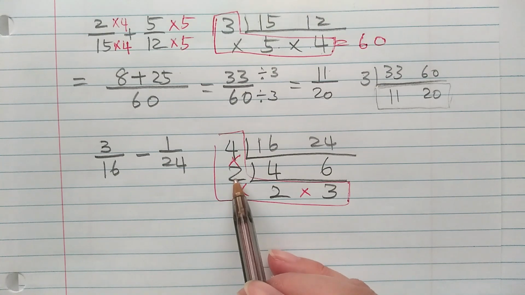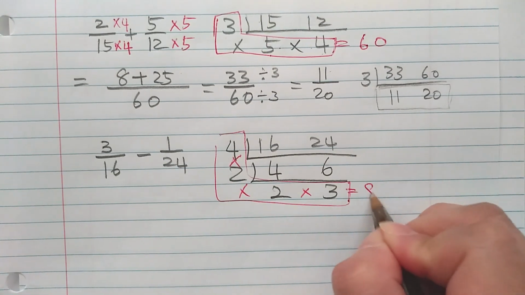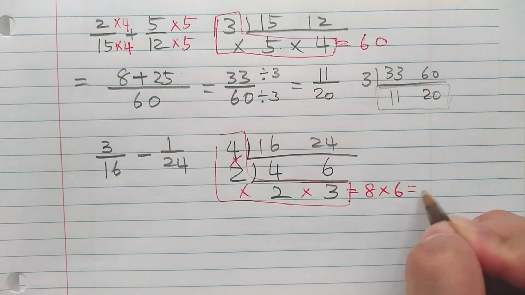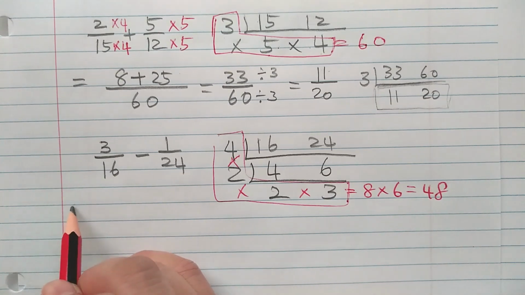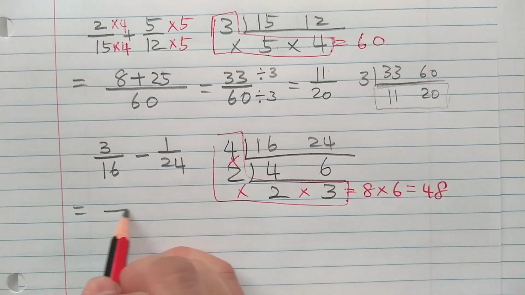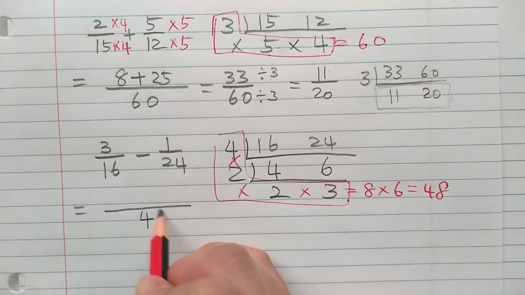4 times 2 is 8. 2 times 3 is 6. So 8 times 6 is 48. So the common denominator of these fractions is 48.